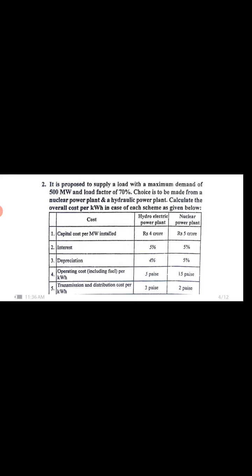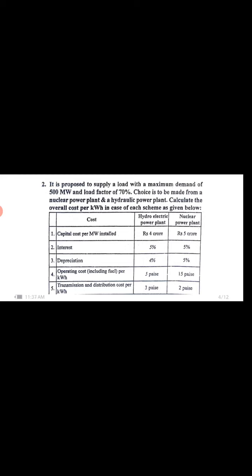So there are two types of power plants. One is hydro power plant and second is nuclear power plant. Okay, the table is given here. So we have to make a choice from where to buy the power, because we will buy the power where the cost is the least. Correct? Now you see the table.